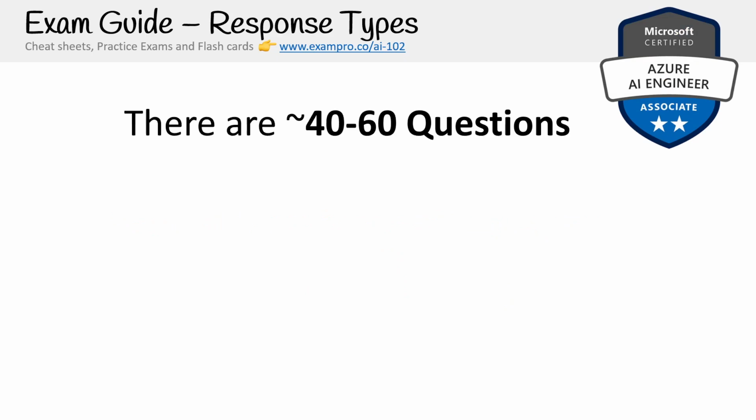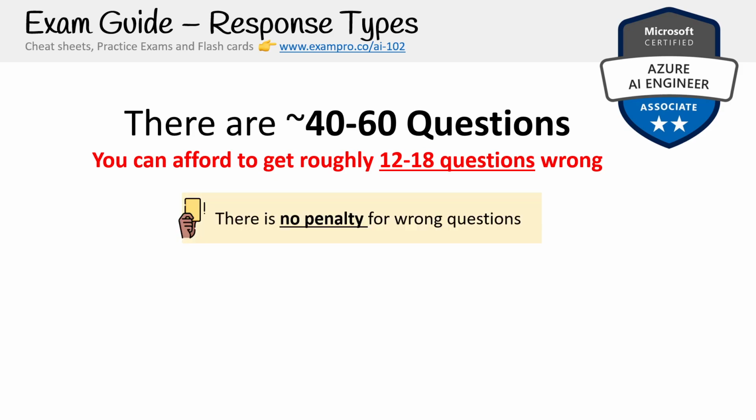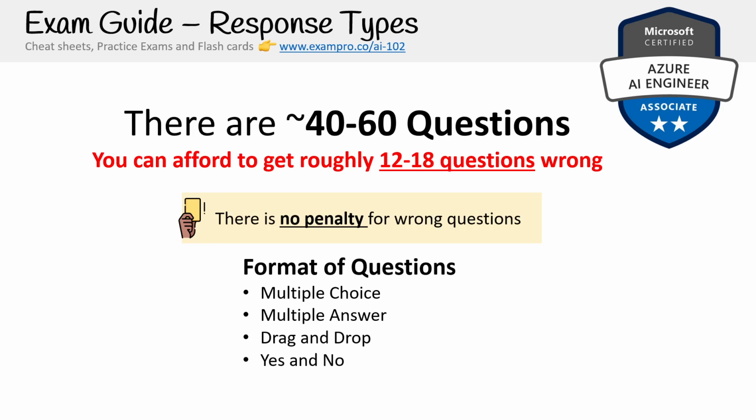There are about 40 to 60 questions on this exam. That means you can get 12 to 18 questions wrong. There are no penalties for wrong answers. You're looking at multiple choice, multiple answer, drag and drop, yes and no, and probably case studies. Azure has so many different kinds of question types, so just be prepared for that.